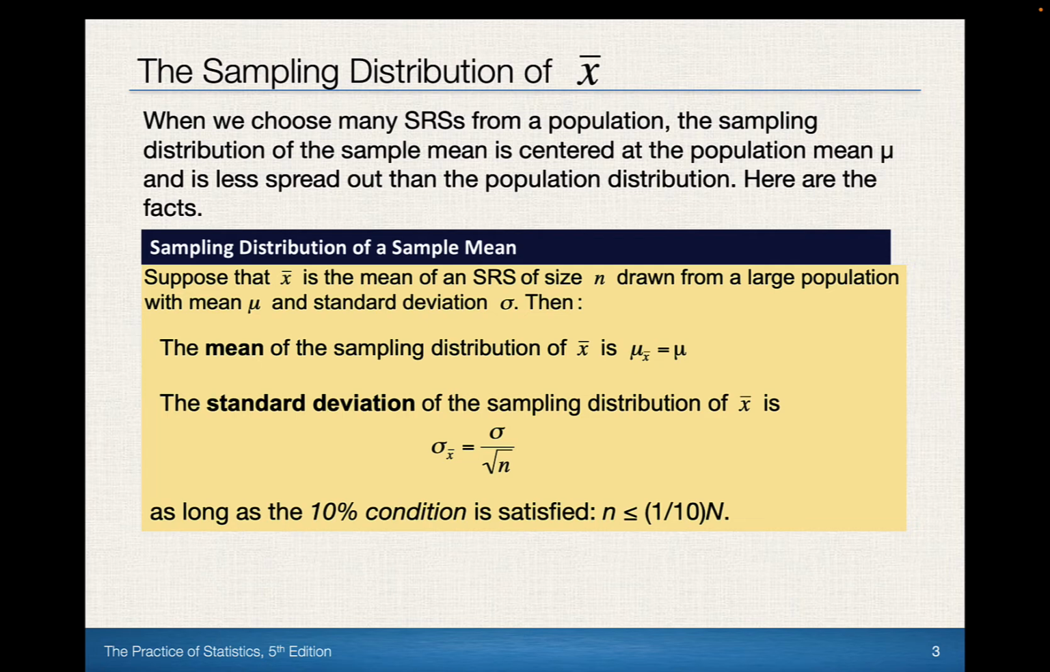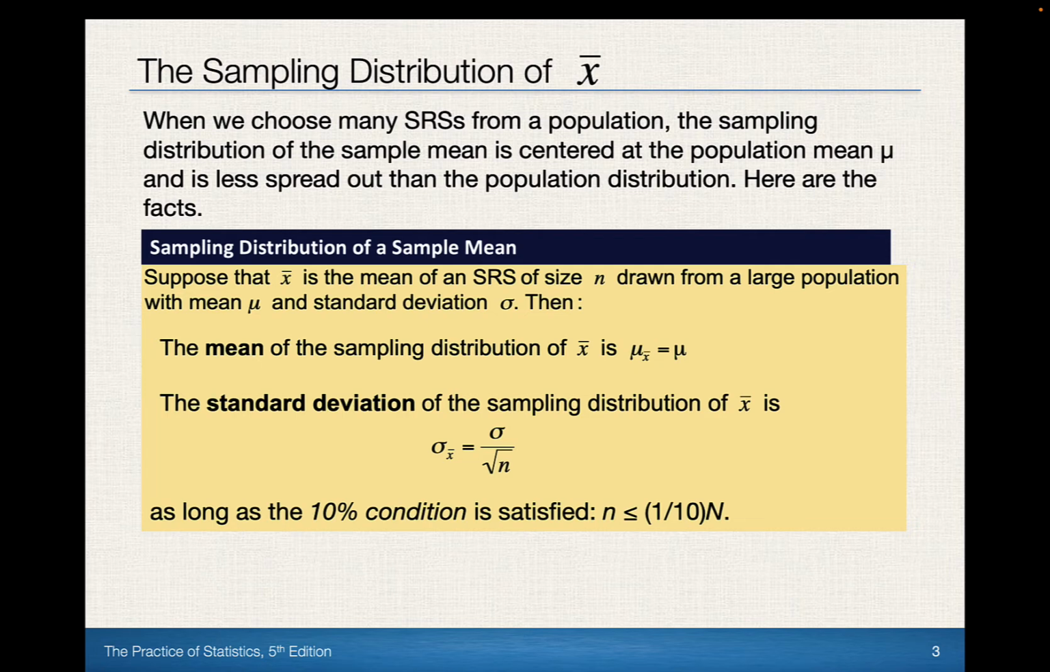Of course, as with all usages of binomial distributions, we can only do this if the 10% condition is satisfied because, of course, we're playing around with this idea of independent samplings.